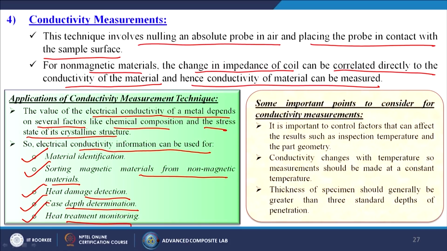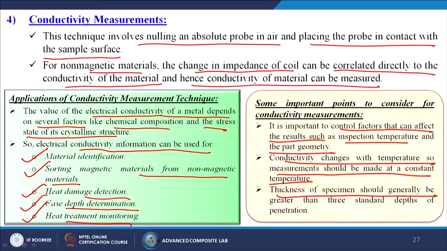Some important points to consider for conductivity measurements: it is important to control factors that can affect the results, such as inspection temperature and part geometry. Conductivity changes with temperature, so measurements should be made at a constant temperature. Thickness of the specimen should generally be greater than 3 standard depths of penetration.